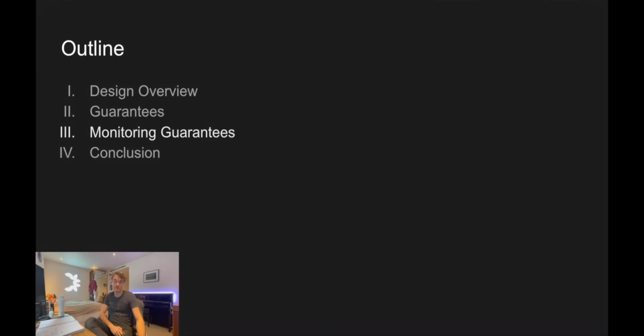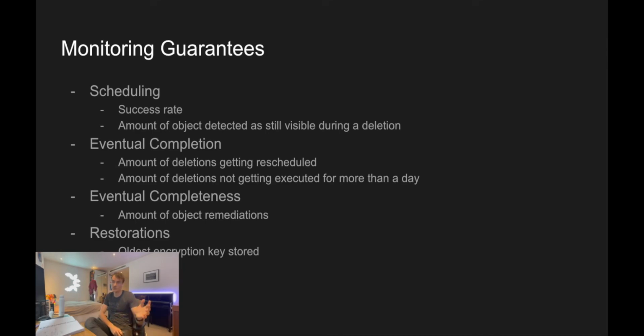Monitoring guarantees is a very important part of what we do. And those are just examples of things that we monitor. So for instance, for scheduling, we look at how many objects are still visible when a deletion is running, so that we can try to understand how much falls through the gaps. For eventual completion, we look at the amount of deletions that get rescheduled, the amount of deletions that don't get executed for more than a day. Eventual completeness would be the amount of objects we redelete. Restorations, what is the oldest encryption key that we store.